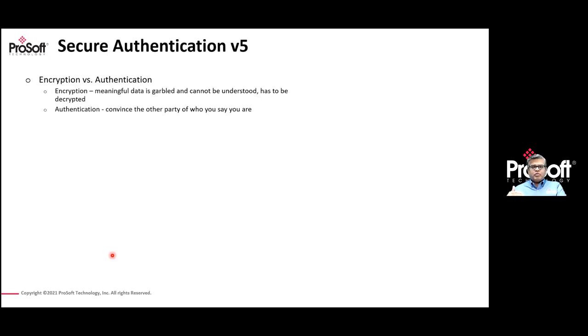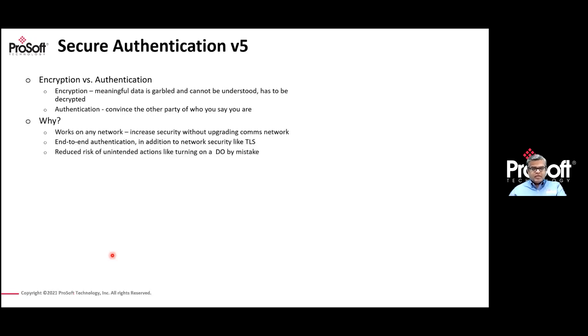What I wanted to start off with is to give you the difference between encryption and authentication. Encryption is something that we hear about a lot today, where I say all of the data is encrypted, and that is very, very important. Encryption means the meaningful data is garbled and cannot be understood until it is decrypted. Authentication, on the other hand, is more about convincing the other party that you are who you say you are.